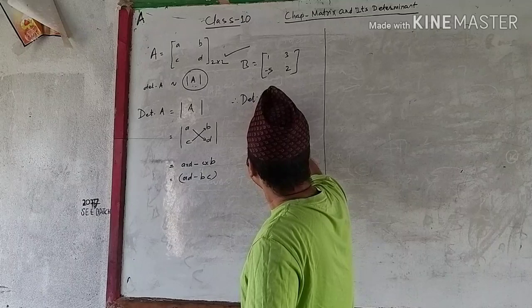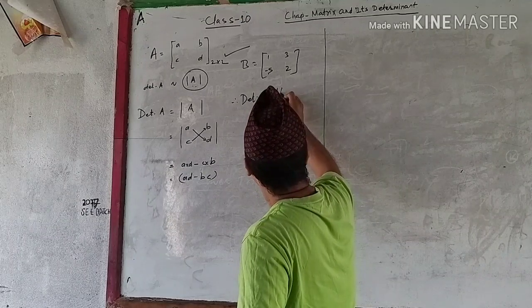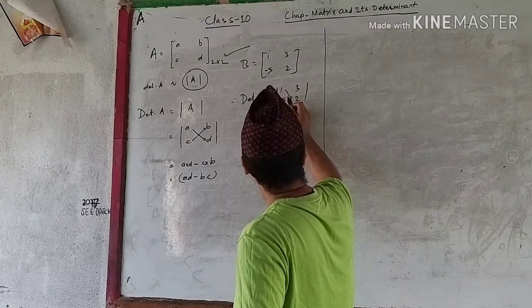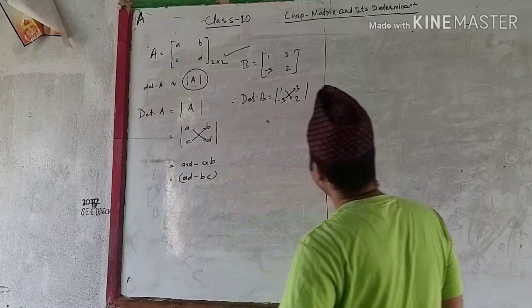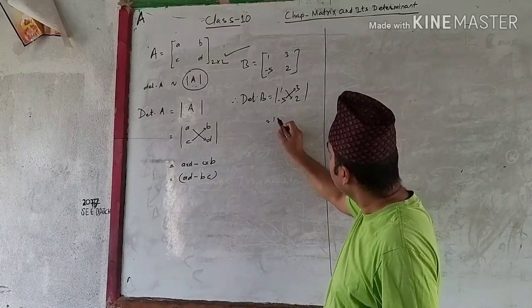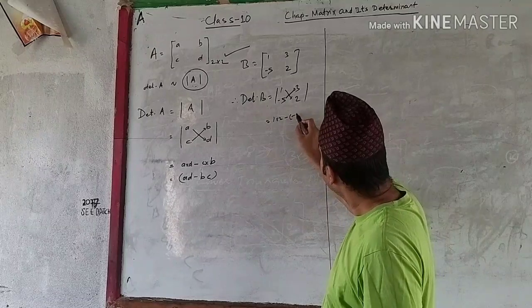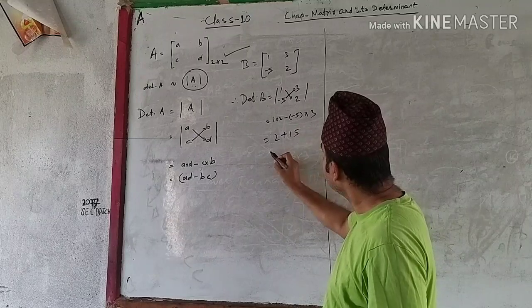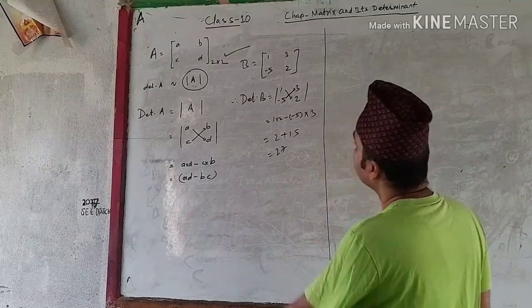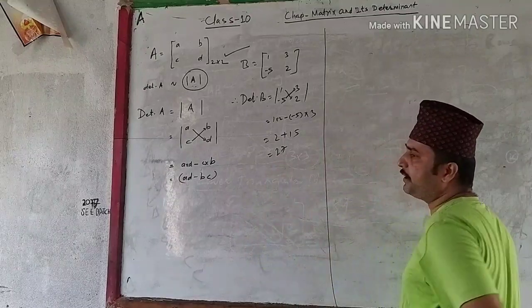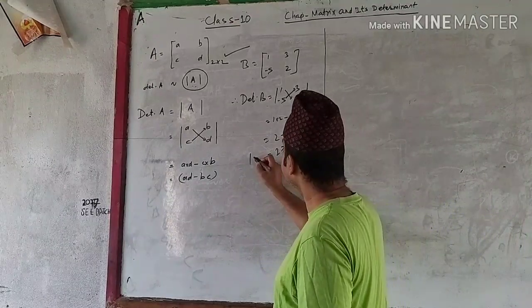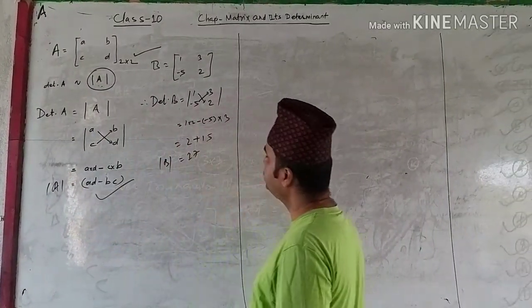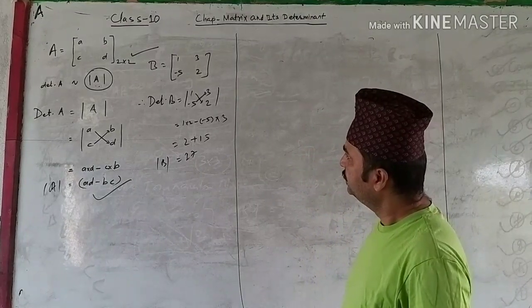Determinant of matrix B: 1, 3, minus 5 and 2. So cross multiply here. You write 1 into 2 minus minus 5 into 3. The answer is 2 plus 15, which is equal to 17. So the determinant of matrix B is 17. That is the value of matrix B, and here matrix A has its own value.